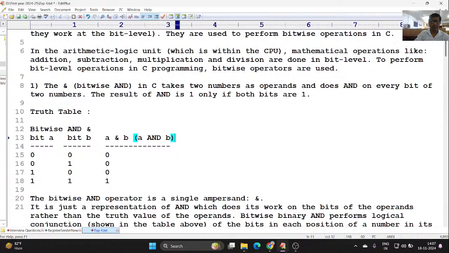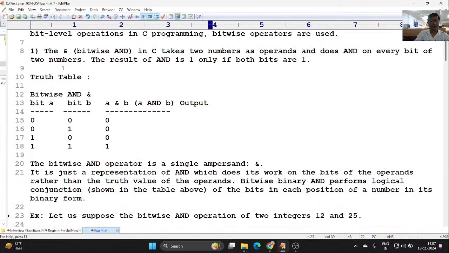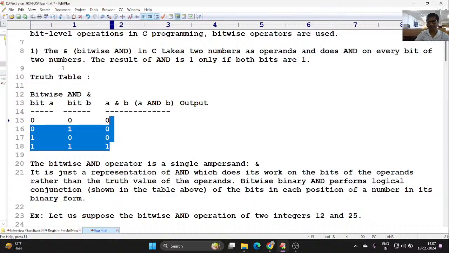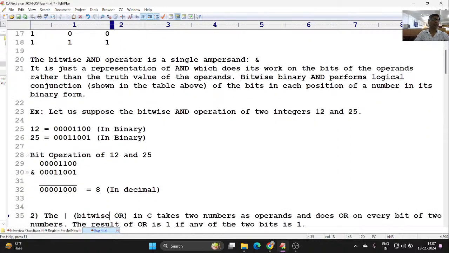So you can call this the input and this the output. These two, bit A and bit B, are inputs, whereas A AND B will give you the output. The bitwise AND operator is a single ampersand. What is the symbol for this? It's an ampersand. It works on the bits of the operands rather than the truth value of the operands. Bitwise binary AND performs logical conjunction, as I showed in this table, on the bits at each position of a number in its binary form. Let's see an example of a bitwise AND operation.